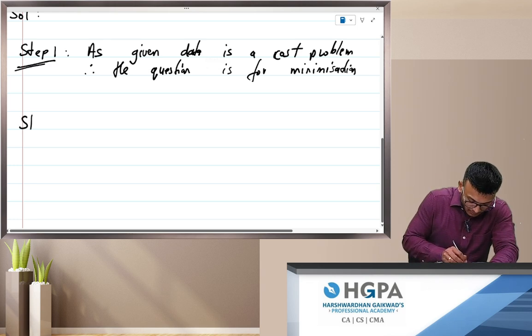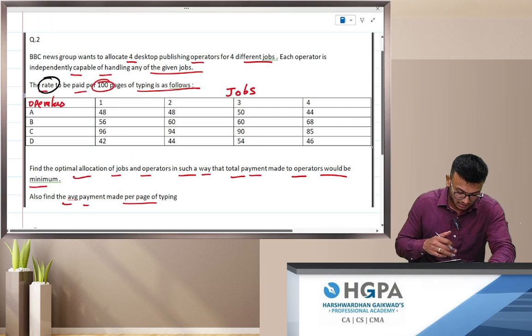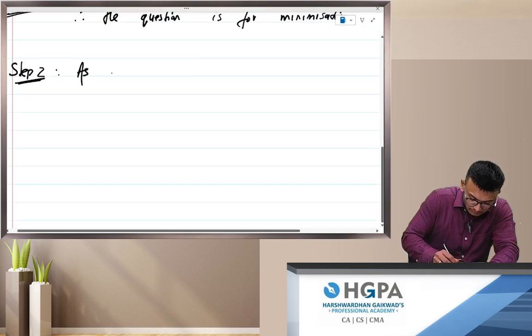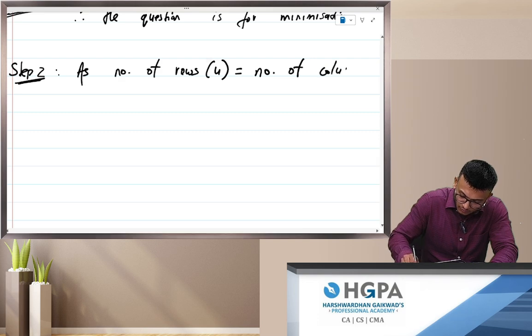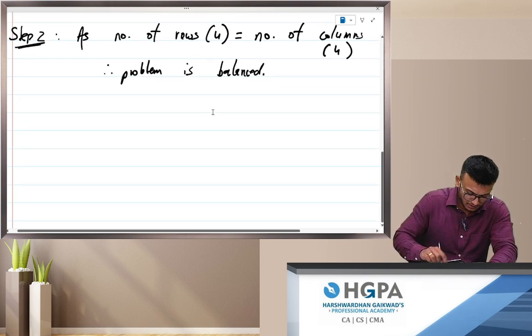Okay. Step number 2. We need to find out whether it is balanced or not. How will you check? Number of rows, number of columns. It is matching. As number of rows is equal, how much is this? 4 is equal to number of columns, that is 4. Therefore, problem is balanced. Simple.